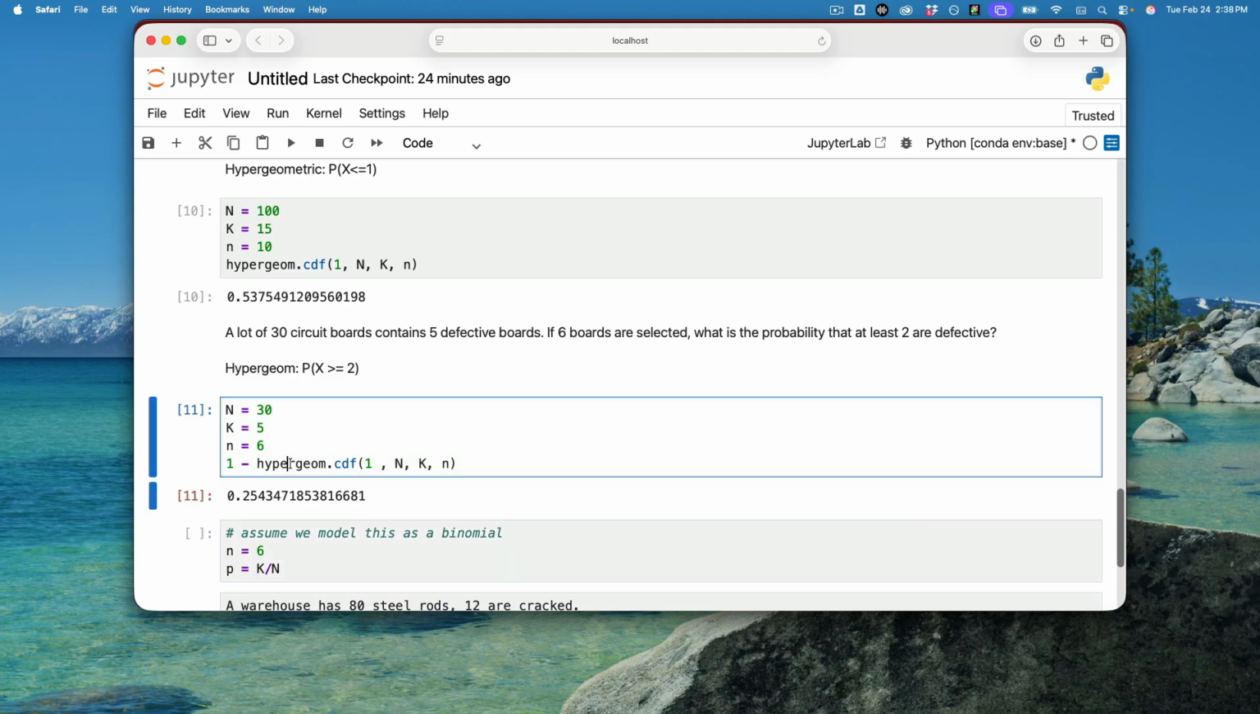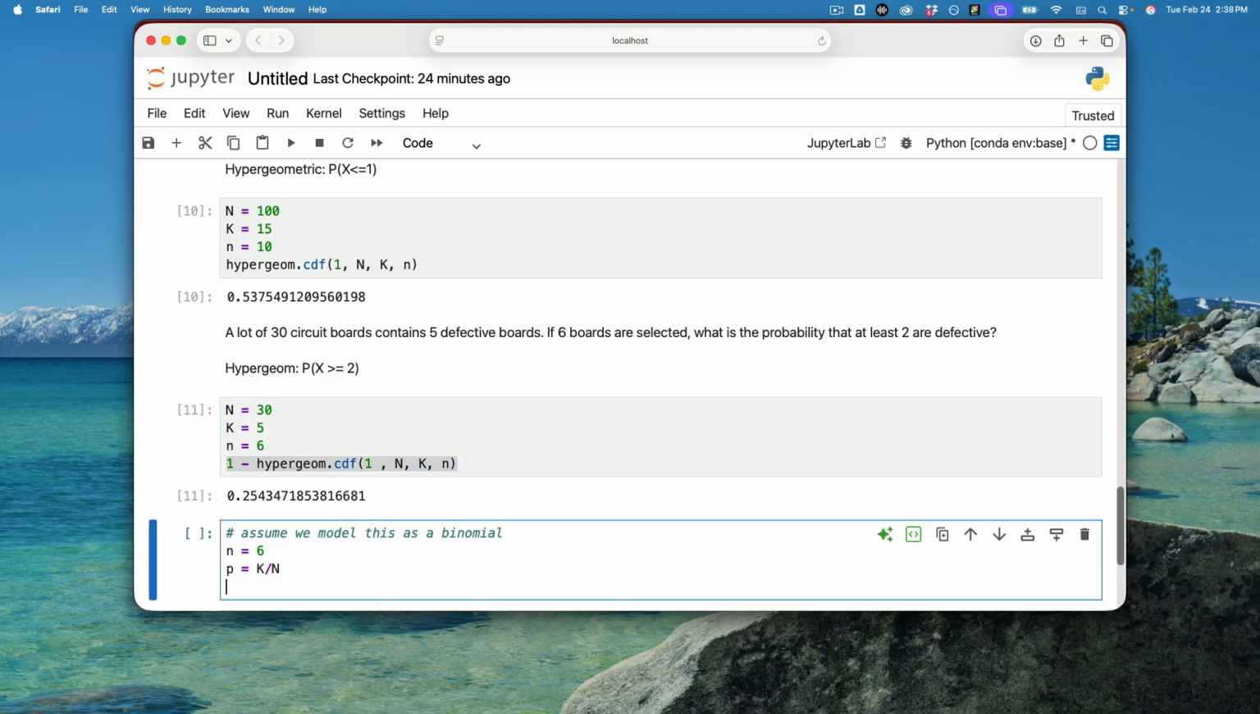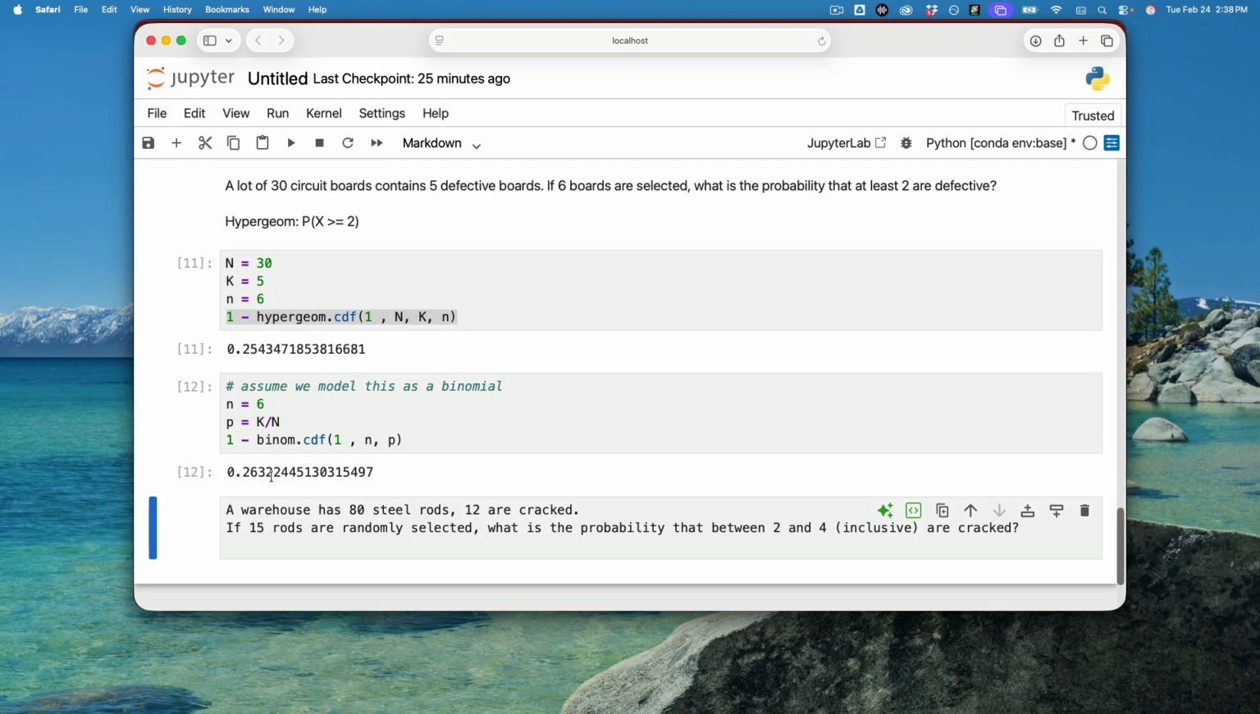And then I'm going to do 1 minus binom.cdf at 1 and p. Okay? And it's going to be pretty darn close: 0.254, 0.263. Now, as n becomes larger, it gets closer to the binomial. But I didn't say here with or without replacement. The assumption is that they're without replacement because you're just kind of picking.